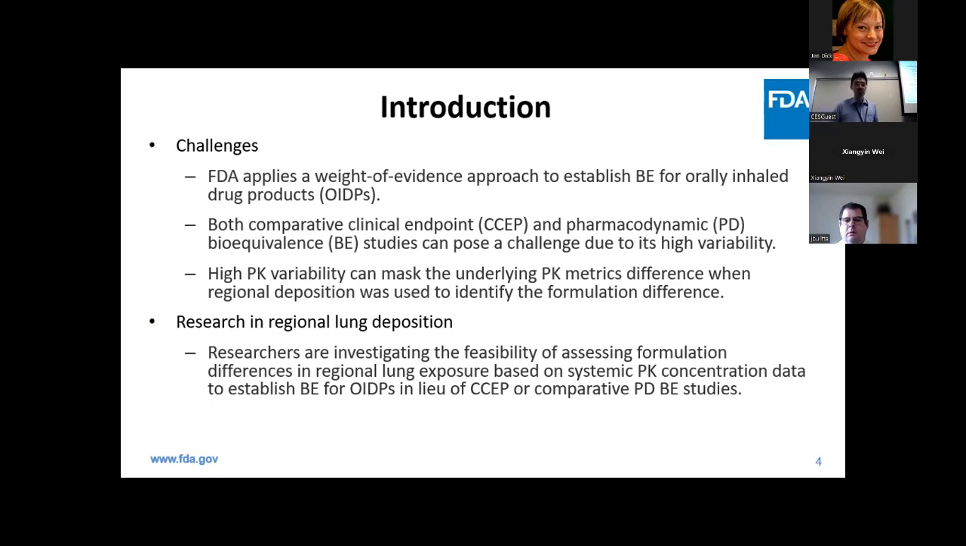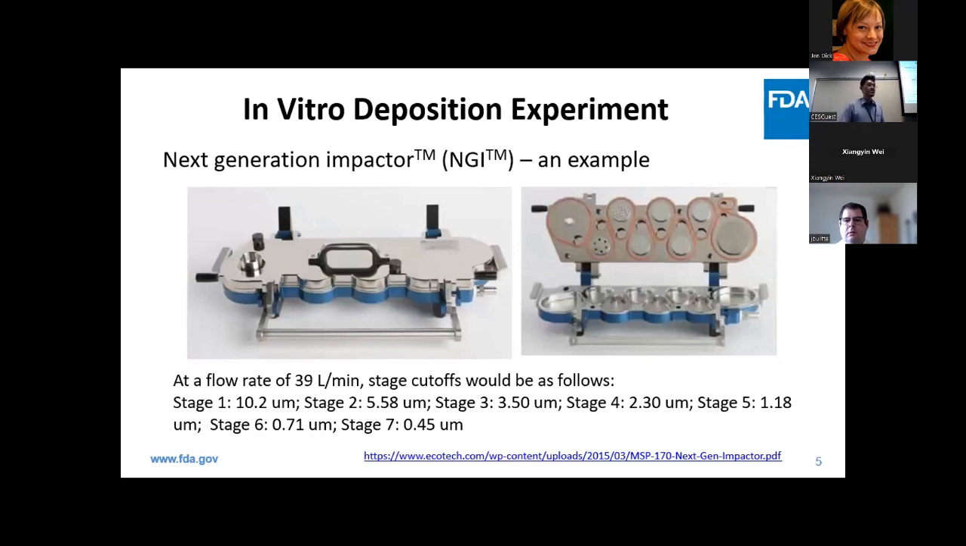Many research efforts are ongoing. Some are investigating the feasibility of assessing formulation difference in regional lung exposure based on systemic PK concentration to establish PK BE for inhalation drug product in lieu of clinical endpoint studies. So here's one of the examples. This example is where FDA granted a grant for the in vitro deposition experiment. In the experiment, they use the next generation impactor.